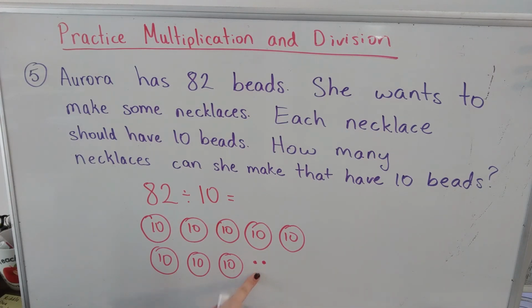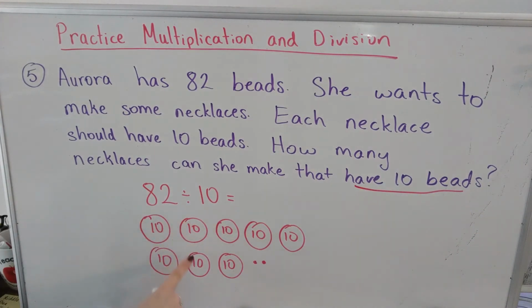We want her to know how many necklaces can she make that have 10 beads. So we're going to check how many necklaces can she make. 5, 6, 7, 8. She can make 8 necklaces that have 10 beads with 2 left over.